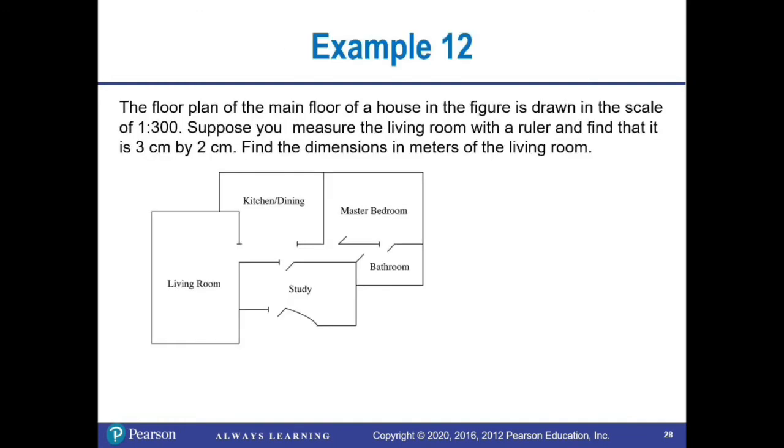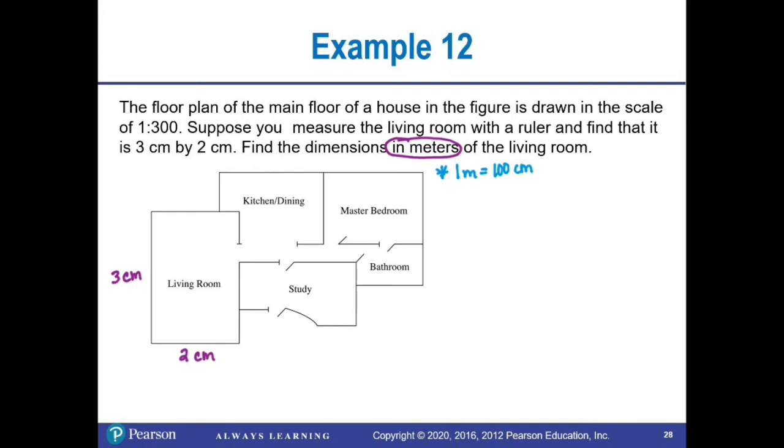Suppose the main floor of a house in the figure drawn is in the scale of 1 to 300. Further, suppose you measure the living room with a ruler and find that it is 3 centimeters by 2 centimeters. And we want to find the dimensions in meters of the living room. Well, first, I'm going to label the living room. The longer side is the 3 centimeters in the drawing, and the shorter side would be the 2 centimeters. Notice that the problem asked me for the dimensions in meters. So let's think about meters and centimeters. I know that 1 meter is 100 centimeters.